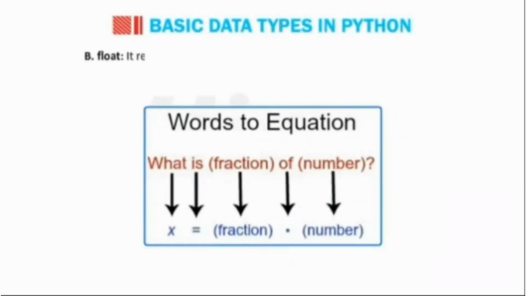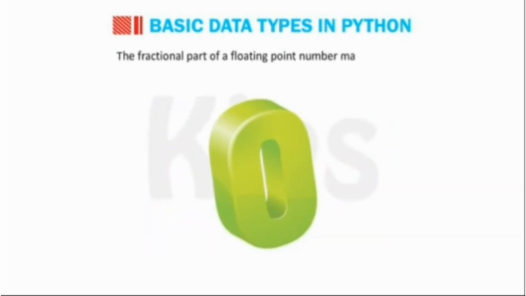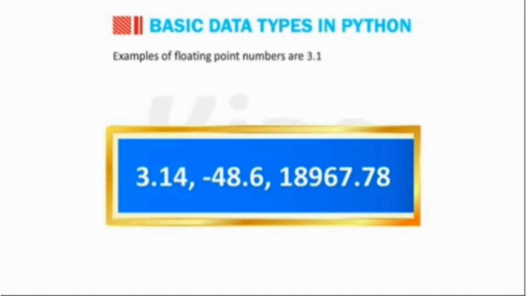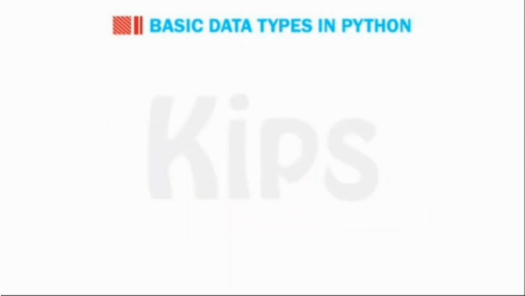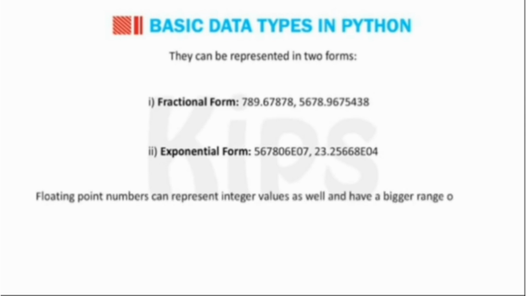B. Float. It represents floating point values, numbers with fractional part. The fractional part of a floating point number may be 0 also. Examples of floating point numbers are 3.14, -48.6, 18967.78. They can be represented in two forms. Number 1, fractional form. Number 2, exponential form. Floating point numbers can represent integer values as well and have a bigger range of values as compared to integers.